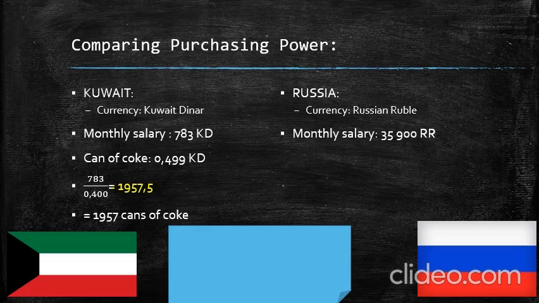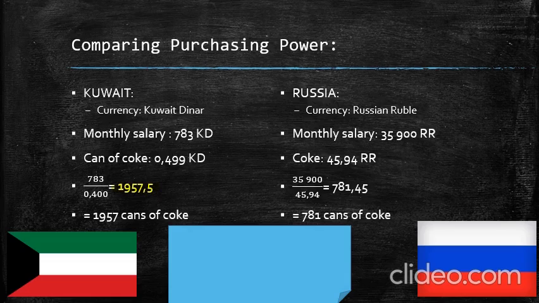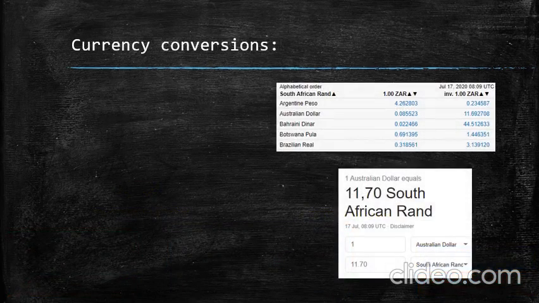If we do the same thing for Russia, and we take the normal monthly salary for a person with the same type of employment and the price of a can of Coke, then we'll find that in Russia, on average, you would be able to buy 781 cans of Coke with your salary if it's the same profession. So of these two, which country is the one with the best purchasing power? That would therefore be Kuwait, because with the amount of money that you earn, you can buy a lot more in that country.